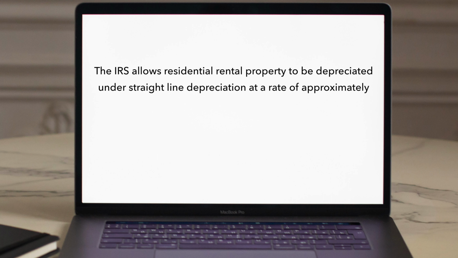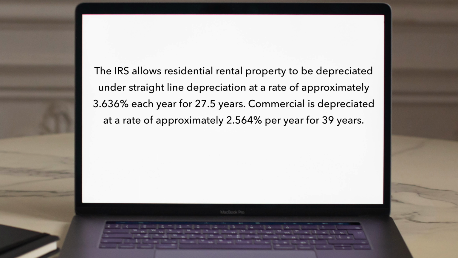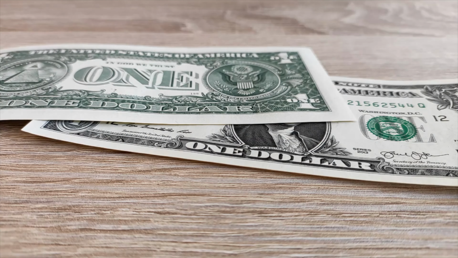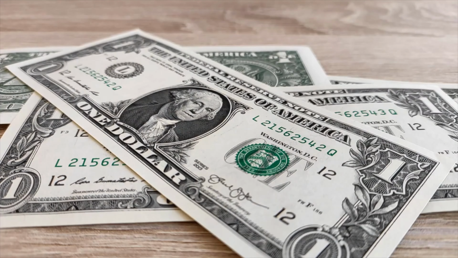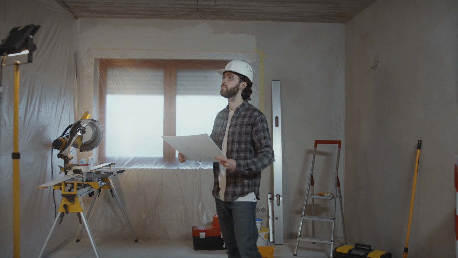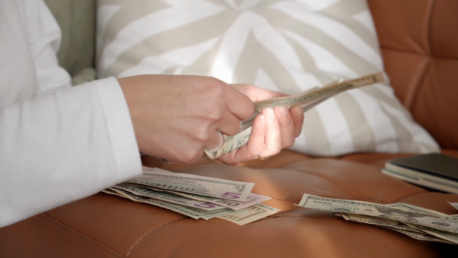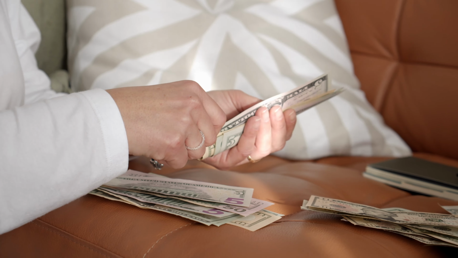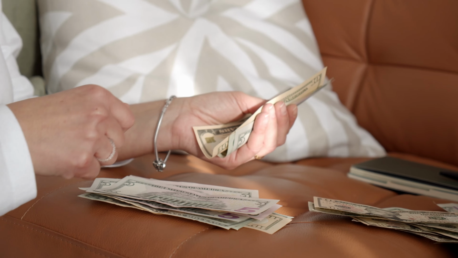The IRS allows residential rental property to be depreciated under straight-line depreciation at a rate of approximately 3.636% each year for 27.5 years. Commercial is depreciated at a rate of approximately 2.564% per year for 39 years. Cost segregation is a commonly used strategic tax planning tool that allows property owners who have constructed, purchased, expanded, or remodeled any kind of real estate to accelerate depreciation deductions, thus deferring federal and state income taxes and increasing cash flow.